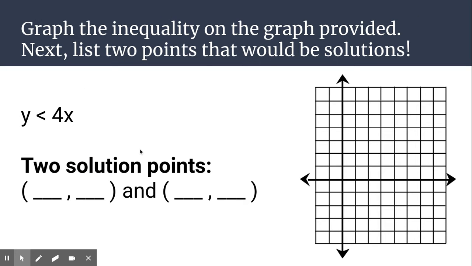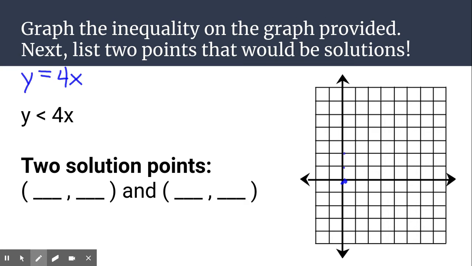Okay, graph the inequality on the graph provided. Next, list 2 points that would be solutions. So here I have what's called a 2-variable inequality where I have x and y. This sort of looks like y equals 4x. So just to start out, I'm going to pretend that it is y equals 4x, and I'm just going to graph that. y equals 4x has a y-intercept of 0 and a slope of 4.